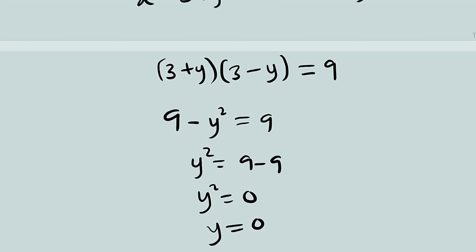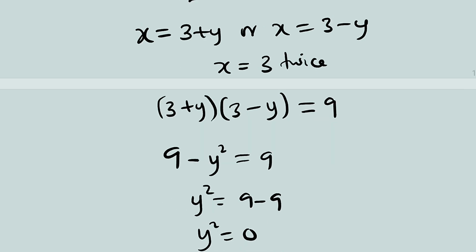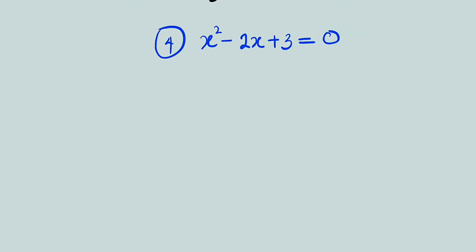So we're going to substitute y equal to 0 in our roots. You can see we have 3 plus 0, 3 minus 0. In both cases, we have x equal to 3. Therefore, x is equal to 3 twice, right? Let's take the last one. Okay, here is our last problem.